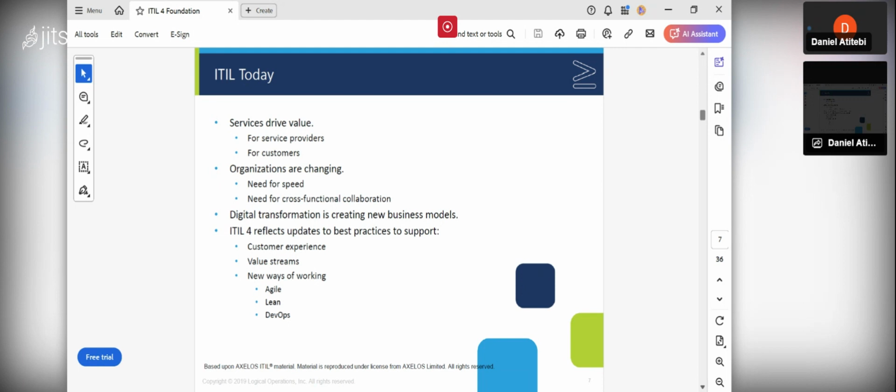Now let's start. Let's look at ITIL today. What does it mean? ITIL today is saying that services drive value. Services drive value for who? For the service providers and for the customers.